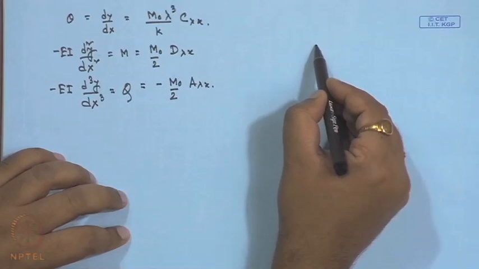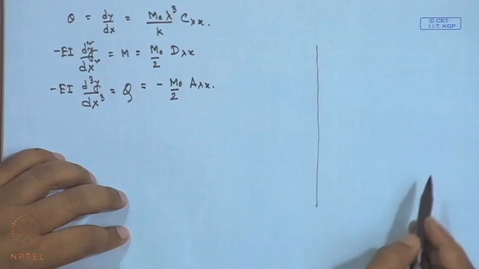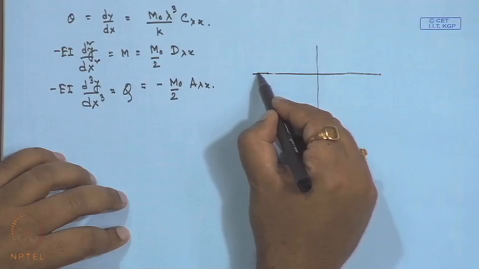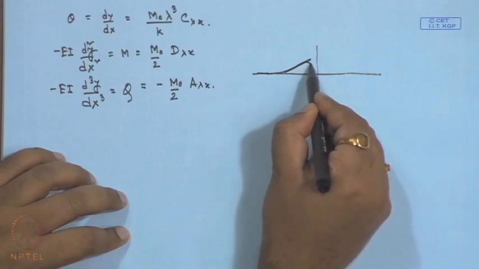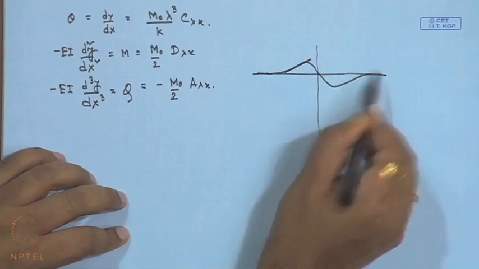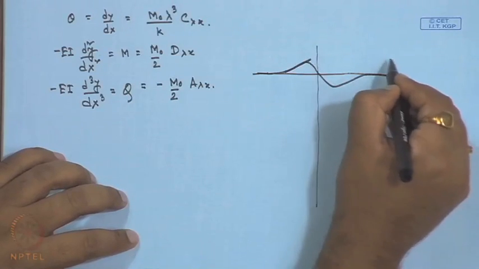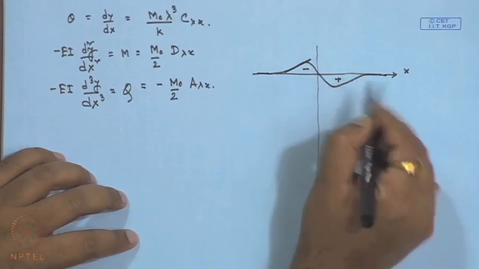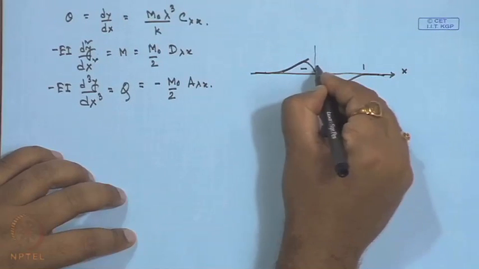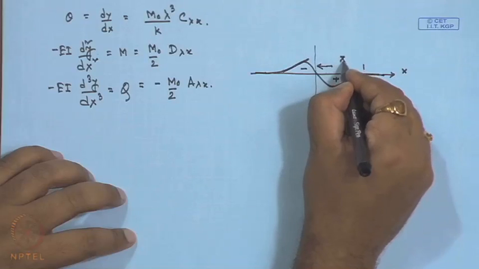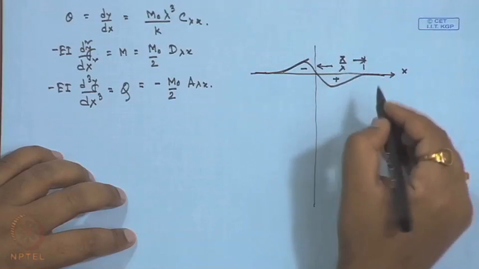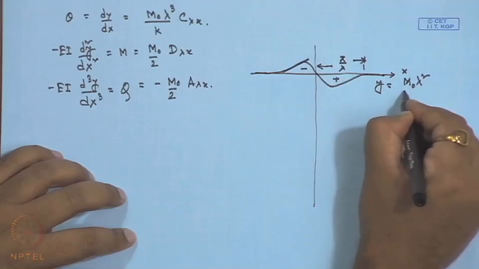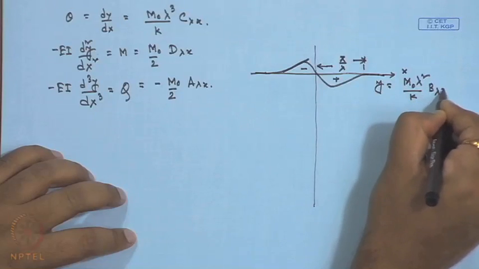Now, if I draw the deformation shape and the bending moment diagram of the beam. The deformation shape, as it is subjected to moment, this is the deflection shape. This direction is O x, deflection positive downward, and this value will be pi by lambda. And this expression is y equal to m 0 lambda square divided by k b lambda x.